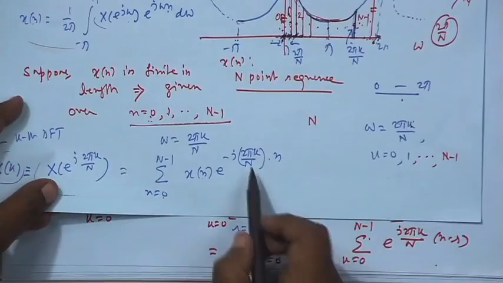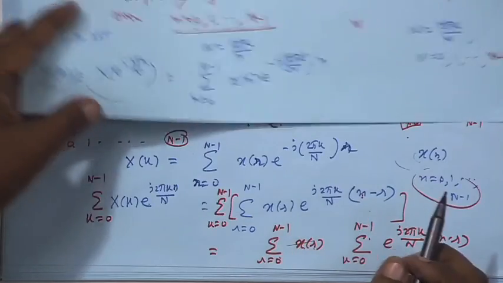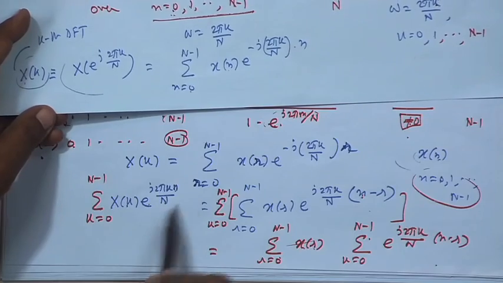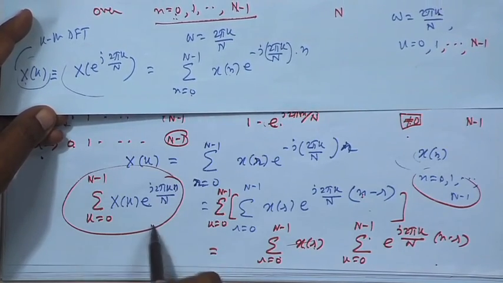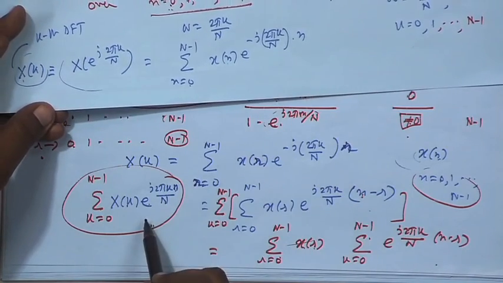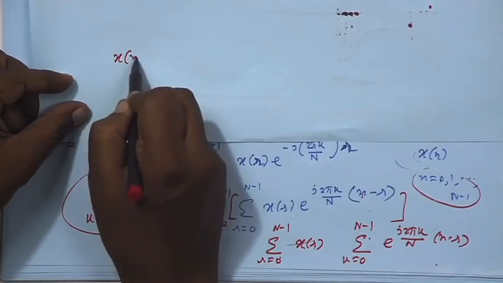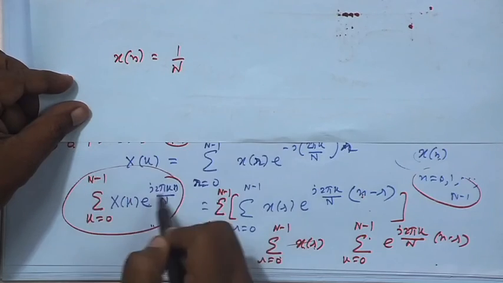So, what is N into x n? This summation. I started with this and then carried on. So, this is equal to N into x n, which means x n will be 1 by N into this summation.